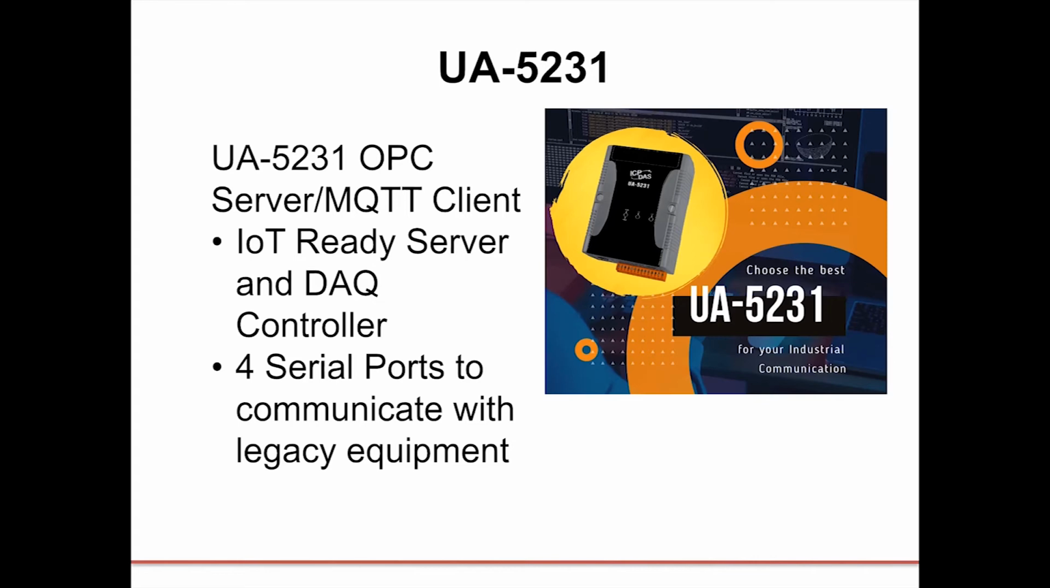The UA5231's built-in OPC UA server and MQTT client service support a variety of common industrial communication protocols. Its RISC-based CPU architecture gives the module a small size and low power consumption, making it as useful in the office as it is on the factory floor. This module provides a variety of communication interfaces such as gigabit Ethernet, USB, RS-232, and RS-485.